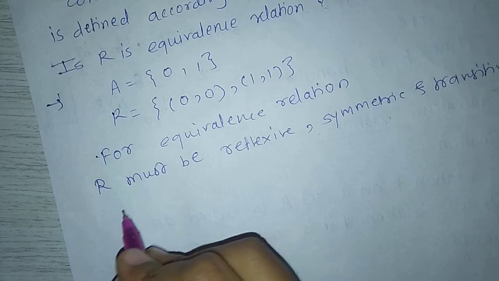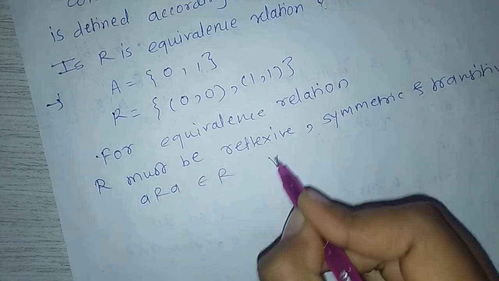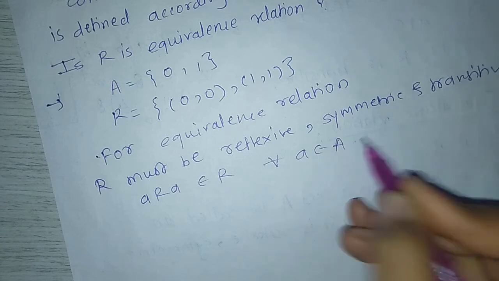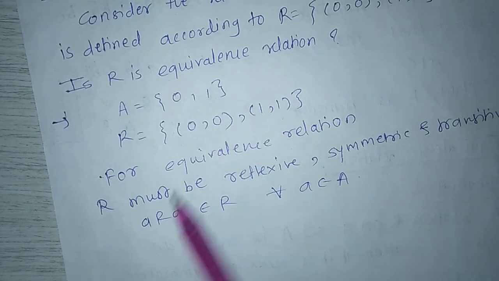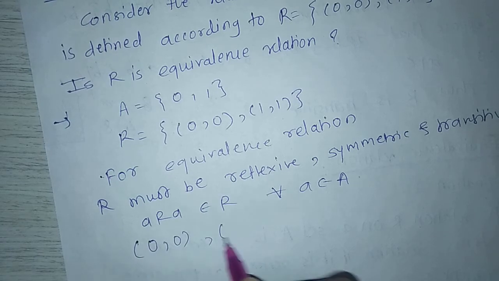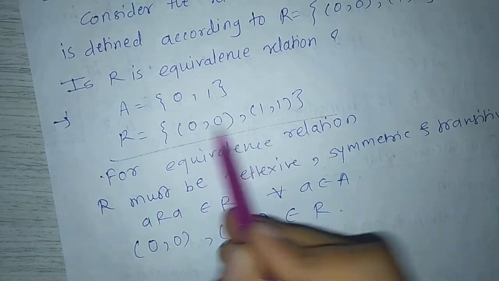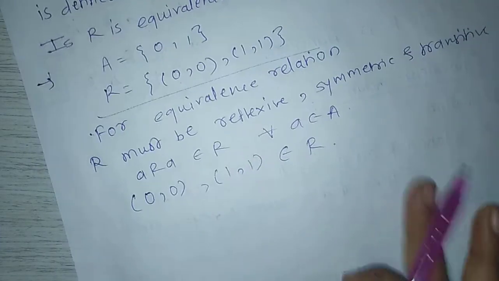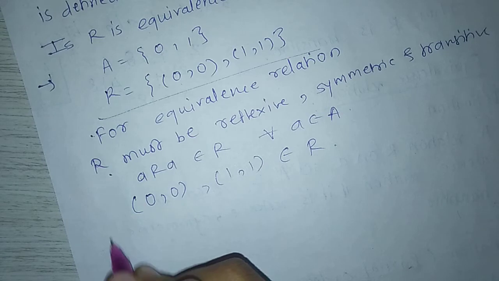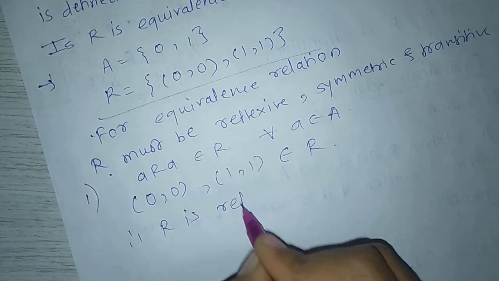For reflexive, (a, a) belongs to R for all a belongs to A. Here A = {0, 1}, which means (0, 0) and (1, 1) must belong to R, and here (0, 0), (1, 1) belong to R. Therefore R is reflexive.